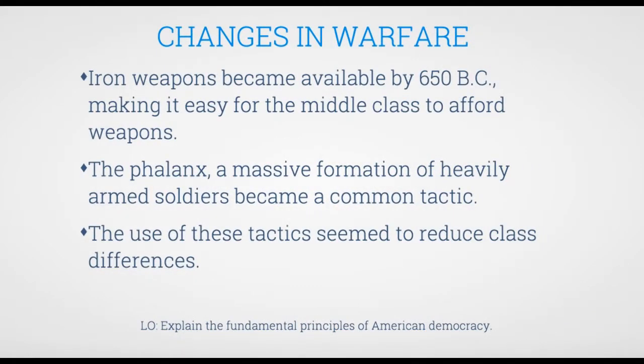Iron weapons became available by 650 BC, making it easy for the middle class to afford weapons. This helped break down many barriers because now the defenders didn't have to be the nobles. And the phalanx was a massive formation of heavily armed soldiers that became a common battle tactic. The use of these tactics seemed to reduce class differences.